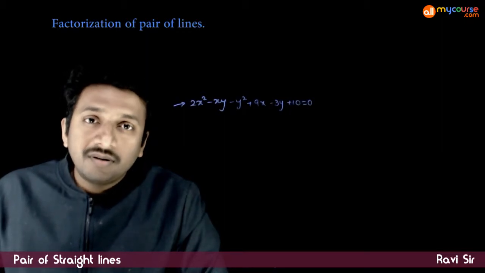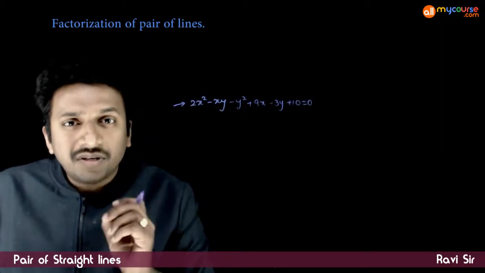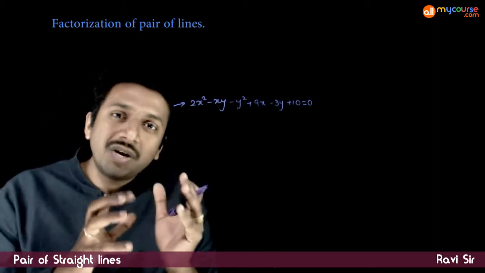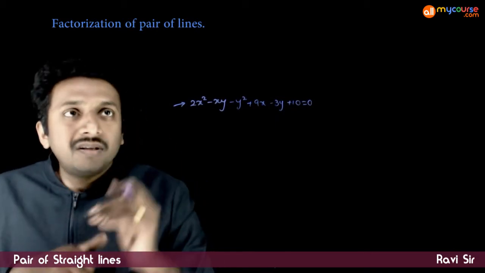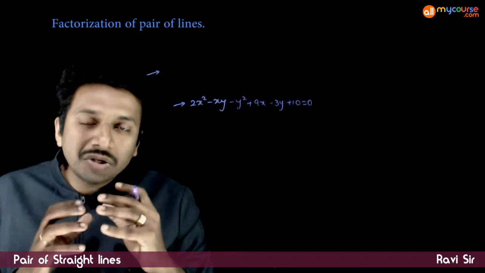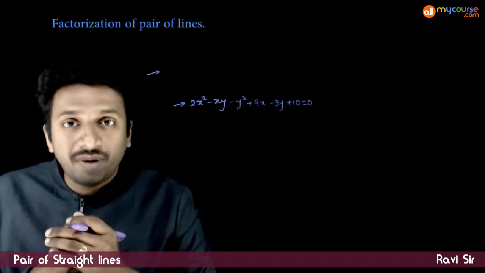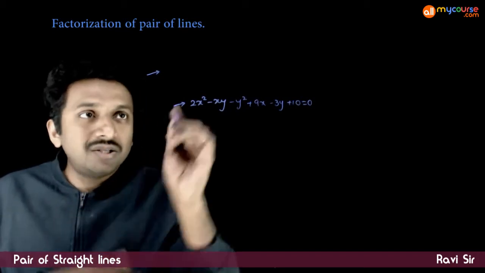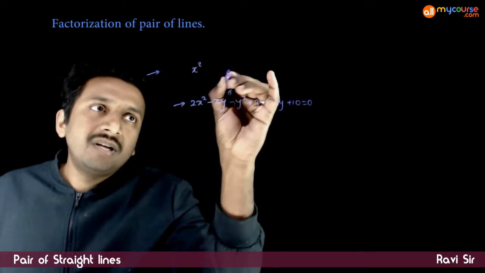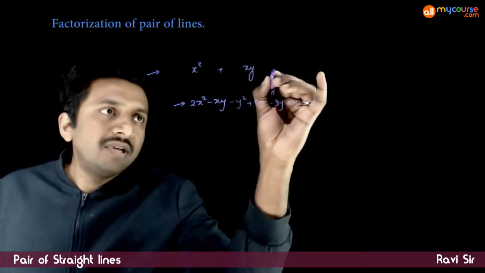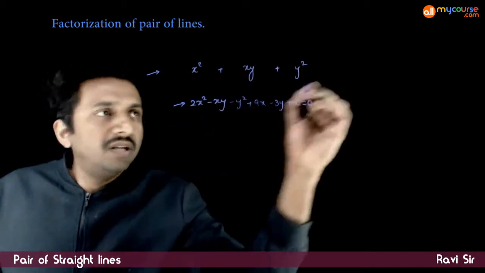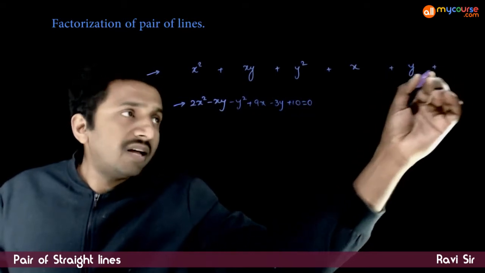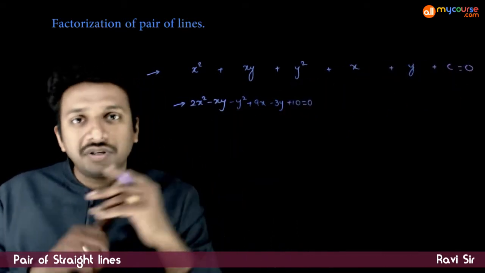Welcome students. In the previous video, we have understood how to find the equation of the pair of lines if individual lines are given to you. And we have seen that the general equation of a pair of lines is a general quadratic in x and y. That is, you have an x square term, an xy term, a y square term, an x term, a y term, and a constant term is equal to 0.